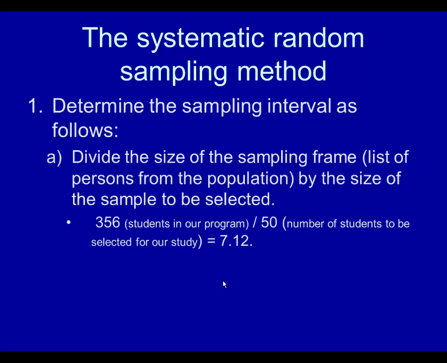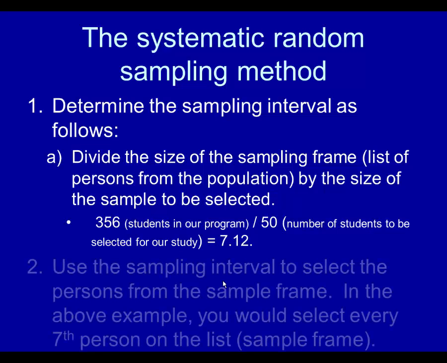This is how you do it. You determine the sampling interval as follows. The interval is every nth one. Divide the size of the sampling frame by the size of the sample to be selected. Example here is you have 356 students in your program. You want to select 50 at random. So your sampling interval is 7.12. Of course, in essence, it means you pick every seventh person.